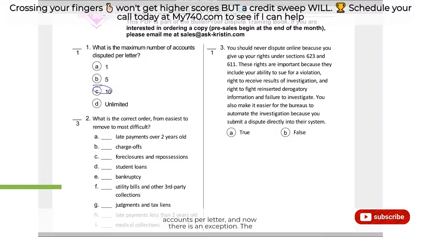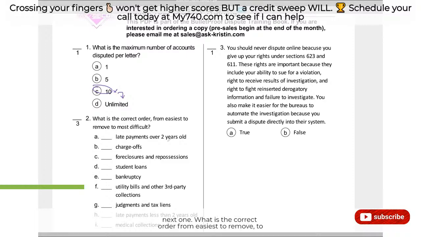And now there is an exception. The exception is only medical. With medical, you can have an unlimited number of disputes per letter, okay? And remember, it is one letter per envelope, meaning Experian, one letter goes in an Experian envelope, okay? And then per letter, we have 10 accounts unless it is medical, okay? So unlimited would be medical. And then per account, we have one dispute reason, okay? There are probably about 10 other things I could go on about with limits, but let's go to the next one.